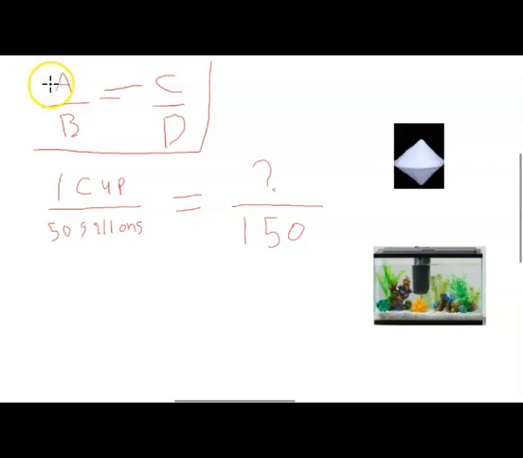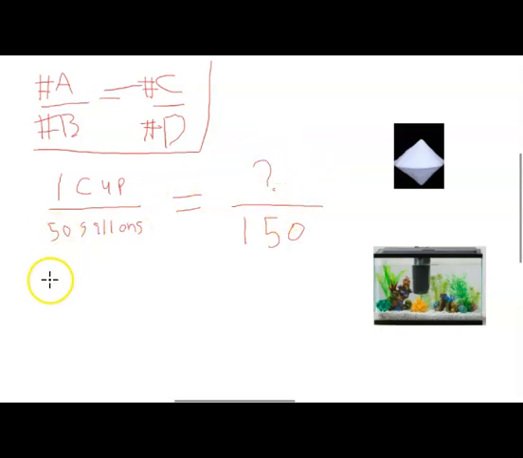Well, since the proportions are equal, or rather the ratios are equal, what that tells us is every number that A is multiplied by, C also is multiplied by that number to keep the proportion equal. And the same with B and D. So we're trying to figure out what this question mark is, how much salt we need.